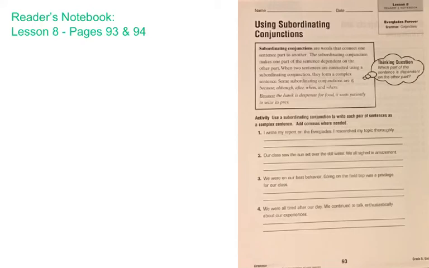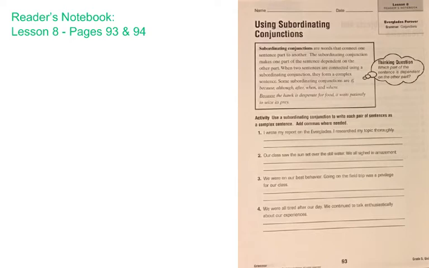Good morning, class. Today we are going to continue our work with conjunctions, and we are working with using subordinating conjunctions. Subordinating conjunctions are words that connect one sentence part to another. The subordinating conjunction makes one part of the sentence dependent on the other part. When two sentences are connected using a subordinating conjunction, they form a complex sentence. Some subordinating conjunctions are if, because, although, after, when, and where.